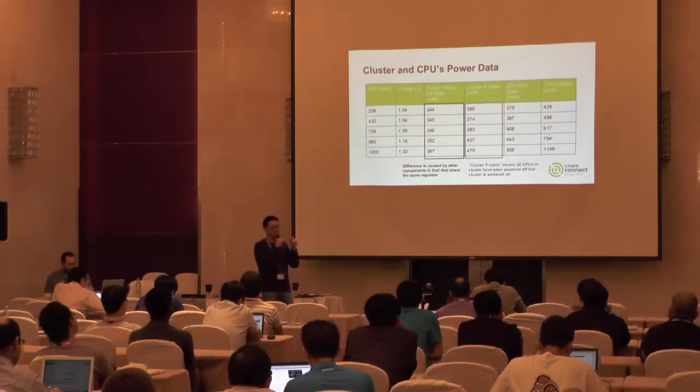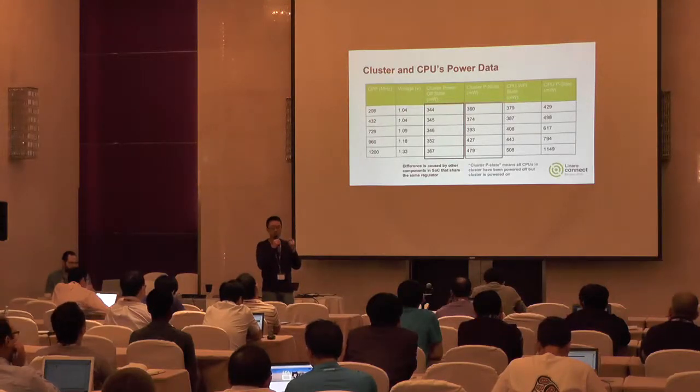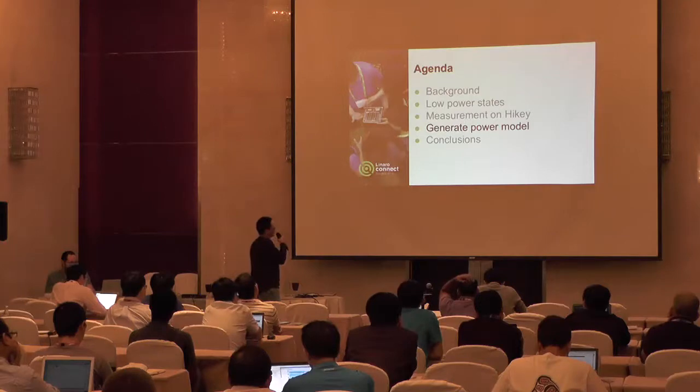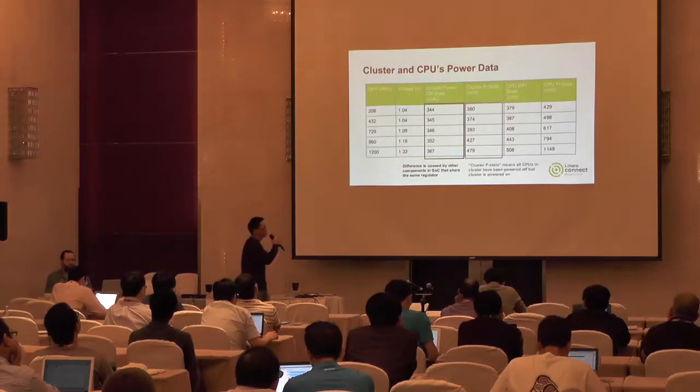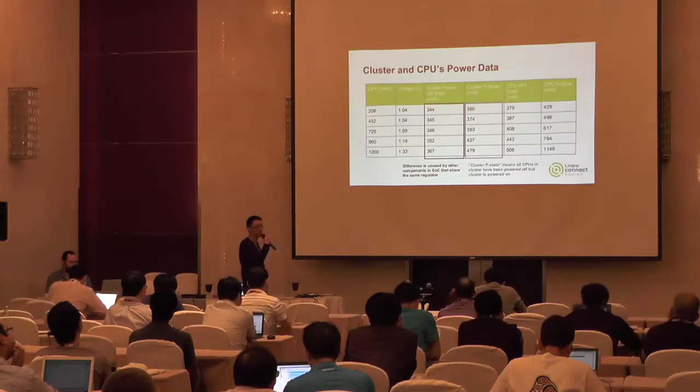The CPU P state is that we run the Dhrystone benchmark on this CPU. That is, this CPU runs at 100% utilization. So we can get the power data for this CPU. So this is a table. Next, based on this table, we will generate the power data for EAS and for IPA.